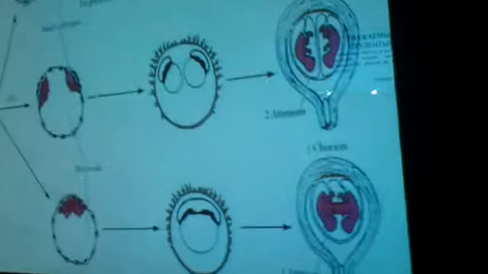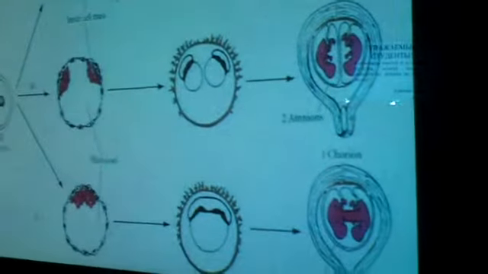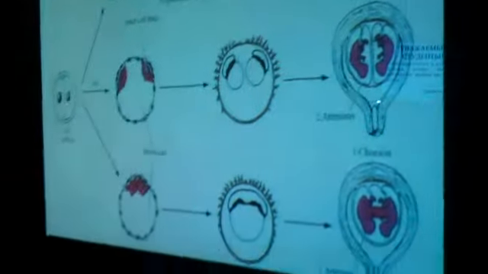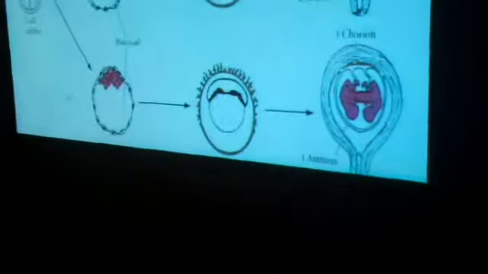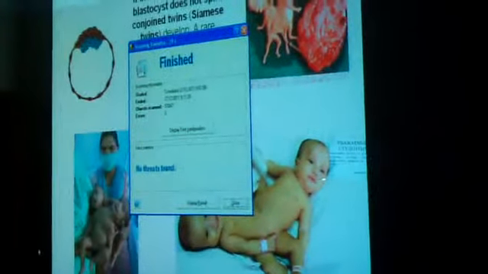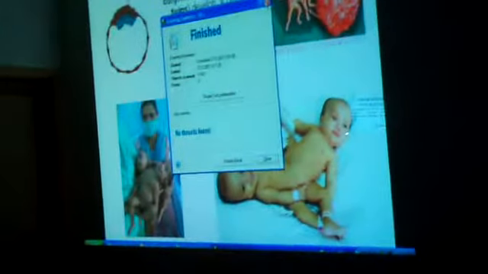And at the bottom, an abnormality, when the inner cell mass does not split, and we have conjoined twins. It happens from time to time. You see that we have one placenta and lots of problems. Oh, why did it finish? Maybe it doesn't have energy.